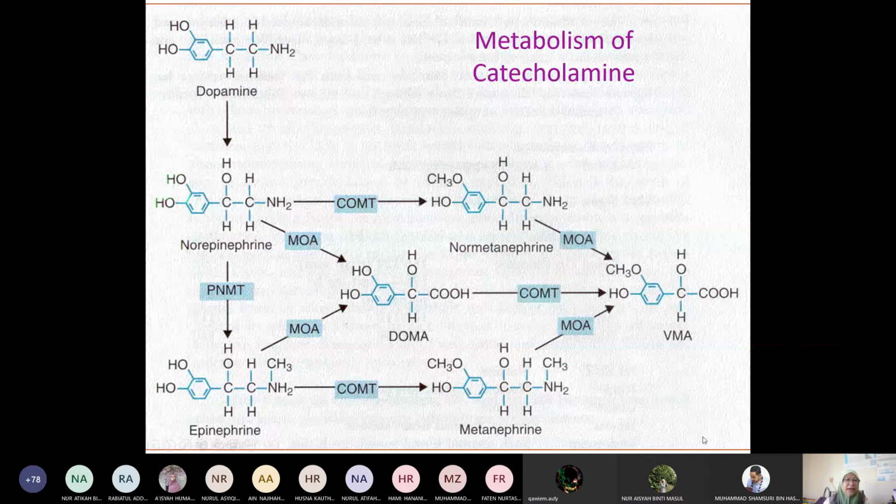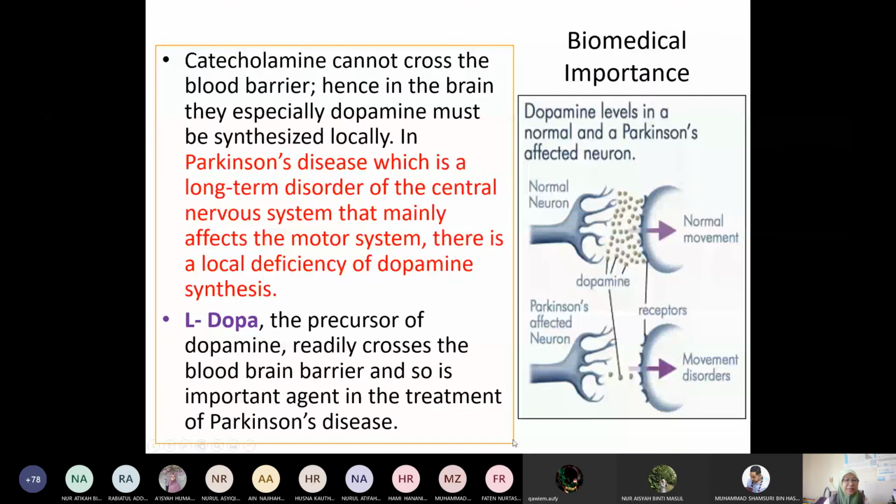The catecholamines cannot cross the blood-brain barrier, hence especially dopamine must be synthesized locally. So this is a problem. Parkinson's disease is a long-term motor disorder due to the local deficiency of dopamine synthesis. In that case, levodopa, L-dopa, is the precursor of dopamine, and it can cross the blood-brain barrier. So it's an important agent for the treatment of Parkinson's disease.